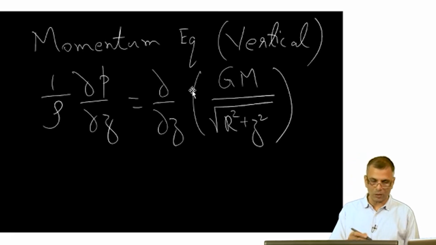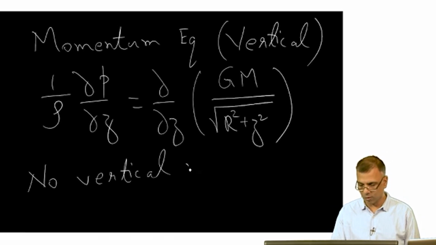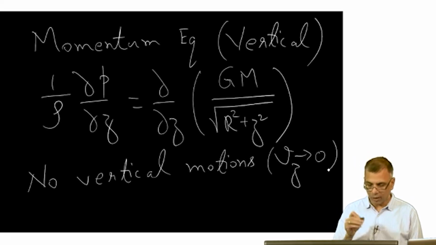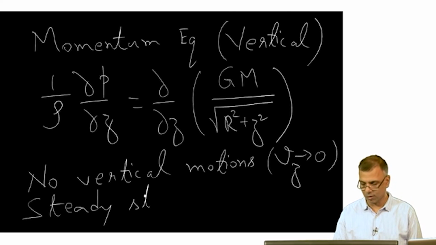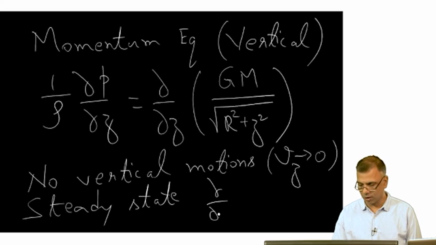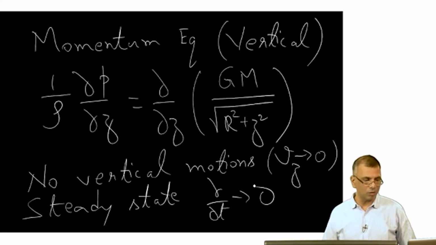So, what this is assuming is no vertical motions, i.e. Vz is 0, and it is also of course steady state. These are the two important assumptions that go in: d over dt goes to 0. Okay. So, these are the two important assumptions.